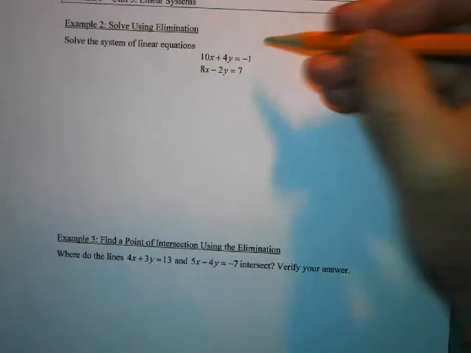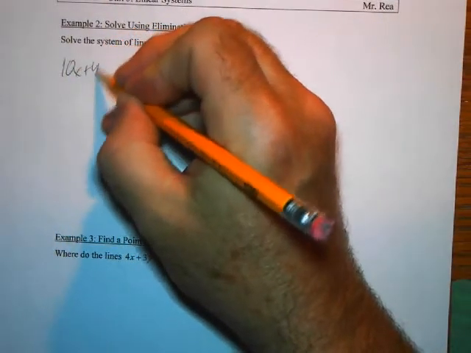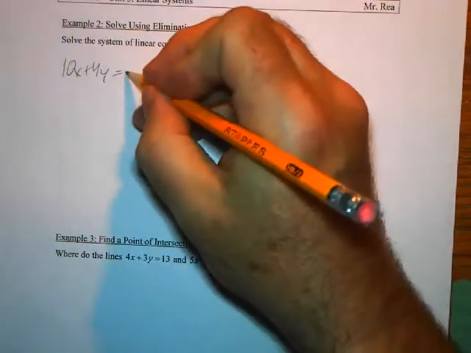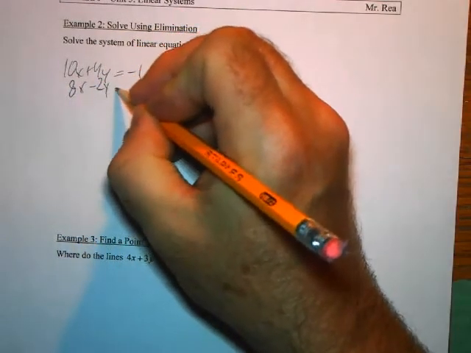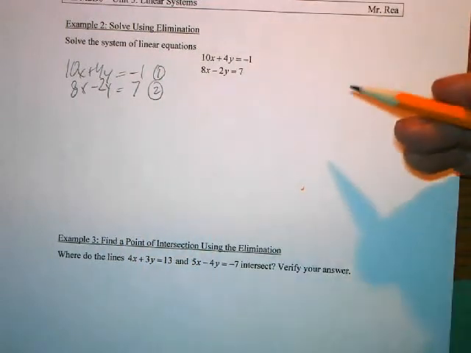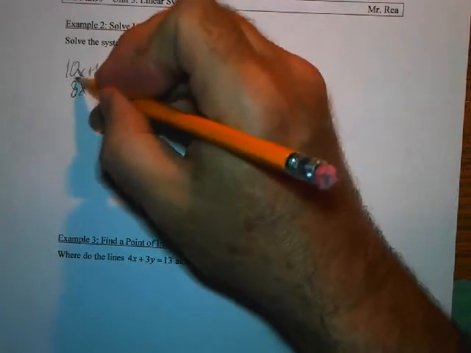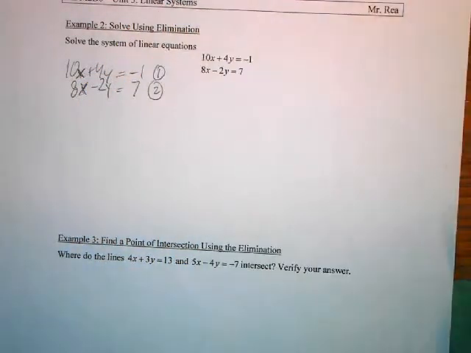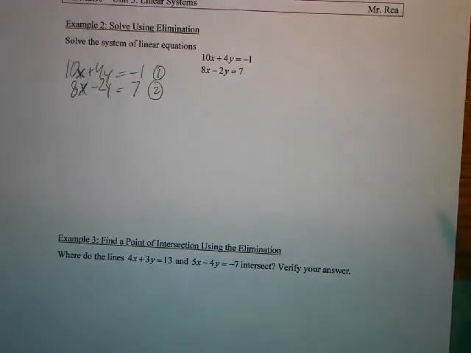Okay, so there's my 2 equations. So I'm going to write them over here. 10x plus 4y equals -1. 8x minus 2y equals 7. Number the equations. This is really important in this process, and you're going to see why. Make sure my x's look like x's. Okay, so we start off by trying to do what we did in example 1.